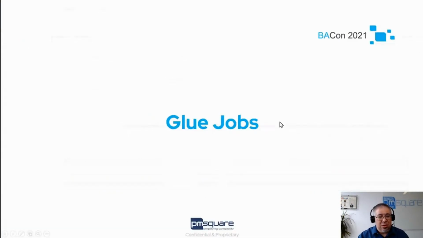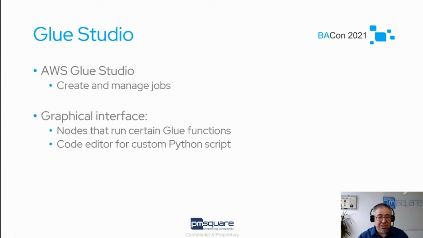Now, let's get to AWS Glue Jobs. If you'll remember, Glue Jobs are where we do the bulk of our extract, transform, and loads. The easiest way to do Glue Jobs is using the graphical tool AWS Glue Studio. It has a graphical interface. You have a canvas where you can drag nodes that do certain Glue functions. And if you need to, there's a code editor if you need to do any custom Python scripting.